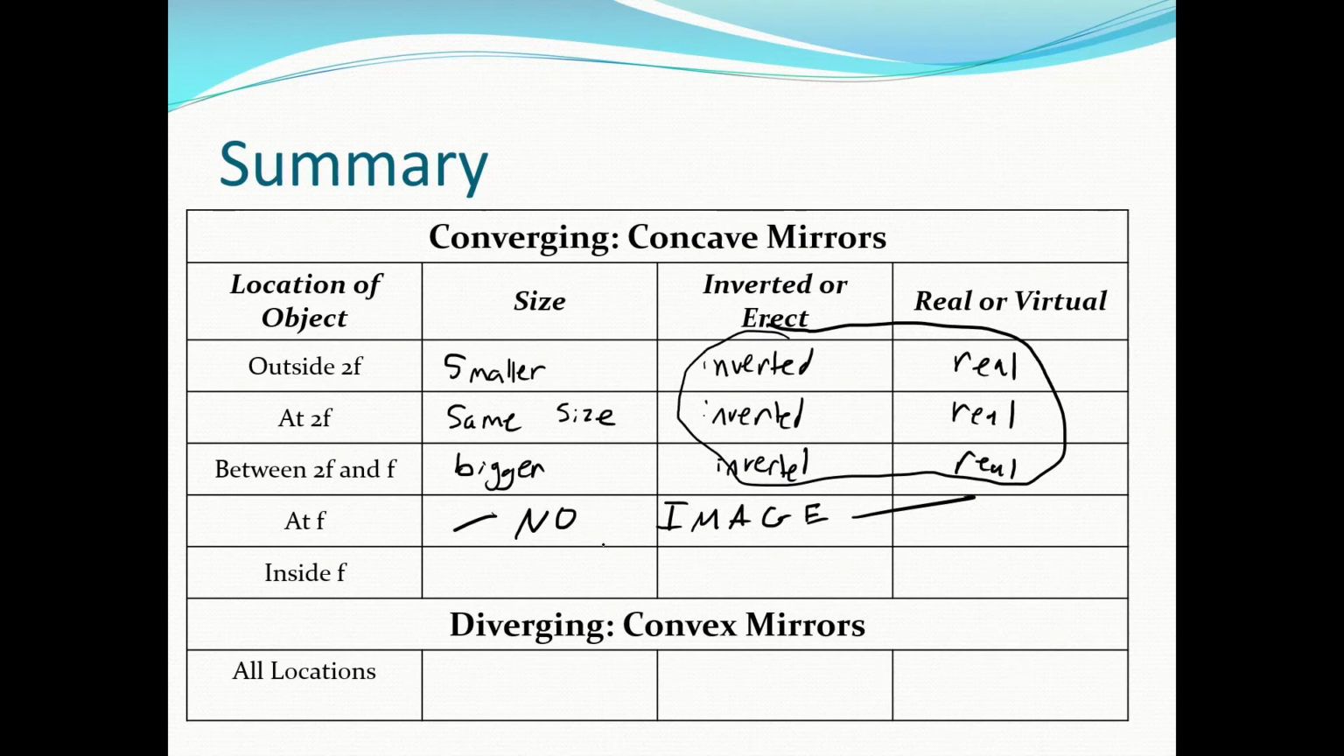And then these last two are the only ones that are really different. Once we get inside of F, our size becomes larger, and then we become erect, and we become virtual. And then with a convex mirror, we are also erect and virtual, but this time we are always smaller. No matter where you put it, it's always smaller.